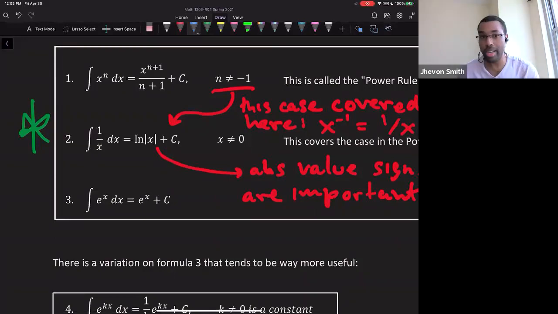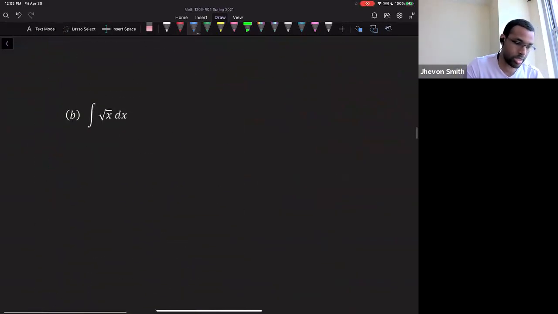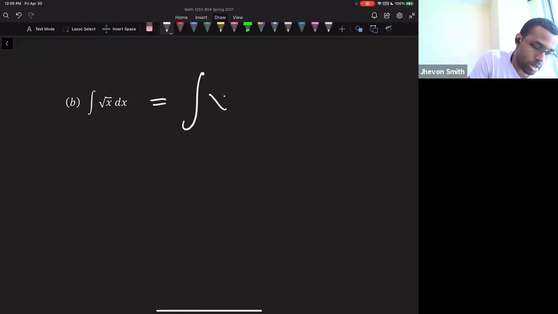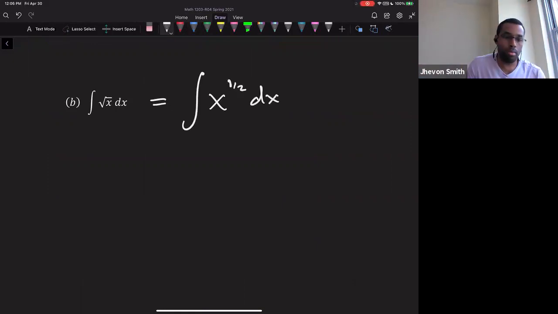Maybe I can write it to look like 1 over x or an e to the x or blah, blah, blah. But we all know what the square root of x is, don't we? This, if written without the radical, is just the same as saying x to the 1/2. And again, power rule applies.